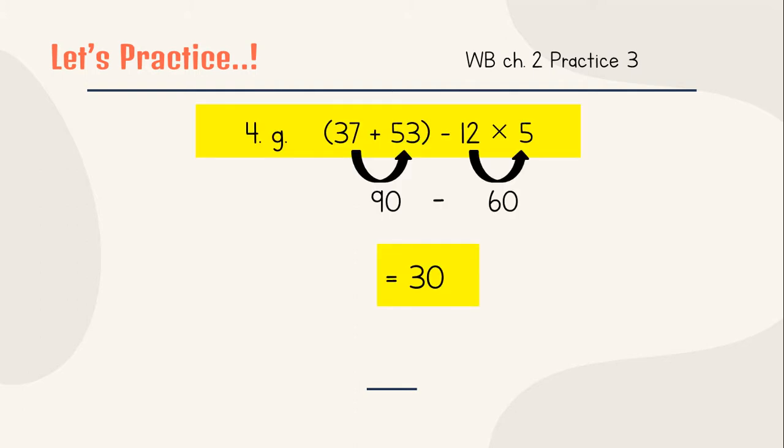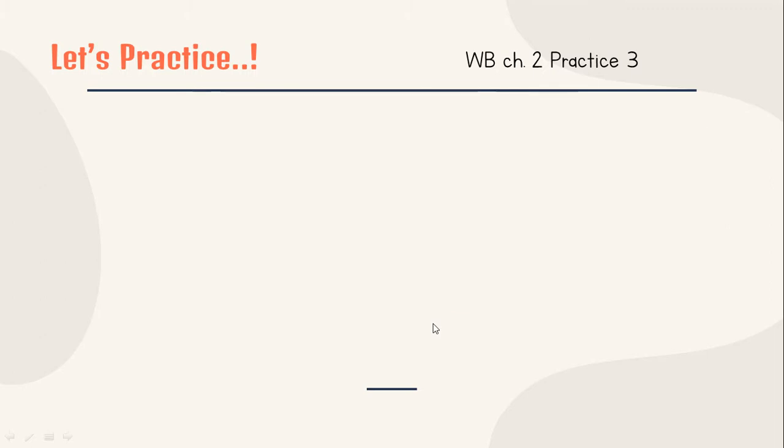Okay, so now look at this 4G, everyone. 37 plus 53 inside the bracket. First of all, within the bracket at first. 37 plus 53, 90. After that, the multiplication. 12 times 5, 60. And then 90 minus 60, 30.